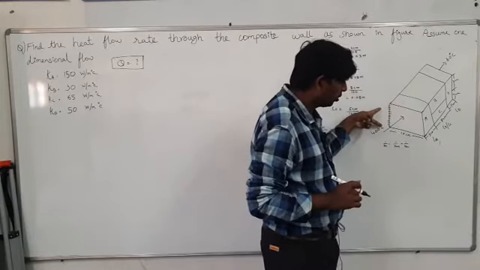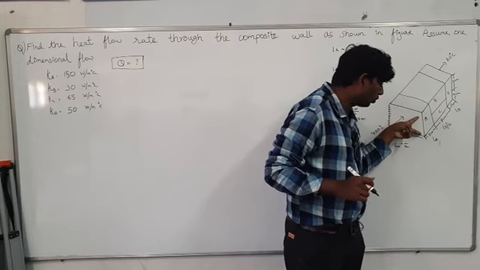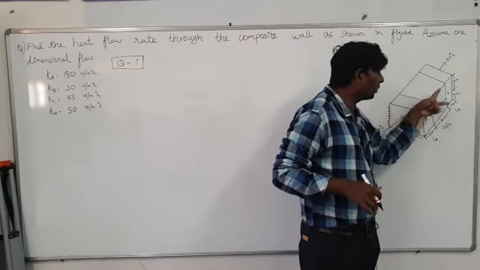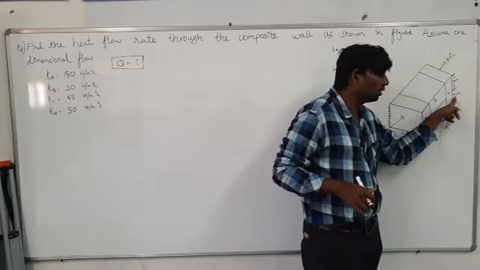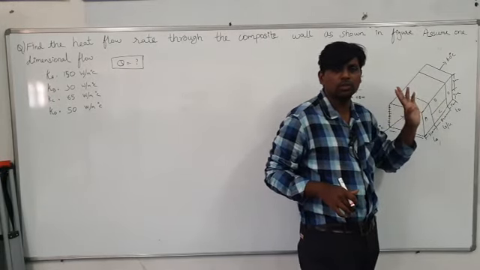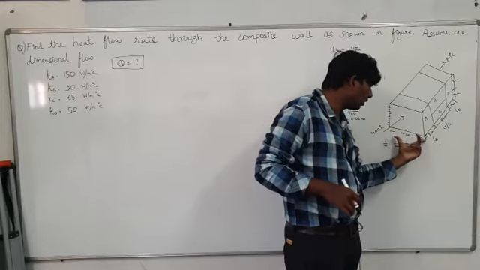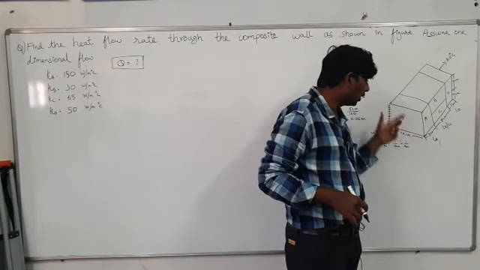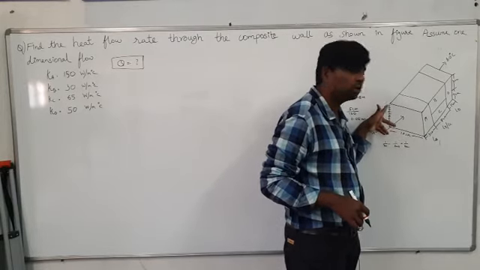Here the dimension is not given. If you see the adjacent part, the dimension is given. How much is this? 7. How much is this? 3. 7 plus 3, how much will it be? 10. So you know that this one is also 10, this one is also 10, this one is also 10, this one is also 10.